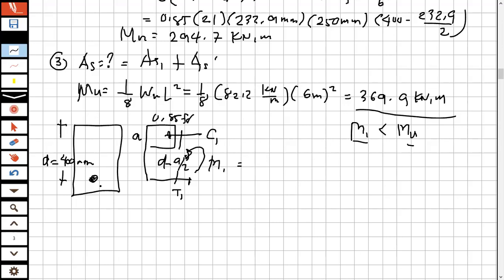Now we will see, ano ba yung M1? Let's see. You have M1 is equal to, from here, okay? So, lalagyan na lang natin ng, kasi ultimate, lagyan natin ng reduction factor.